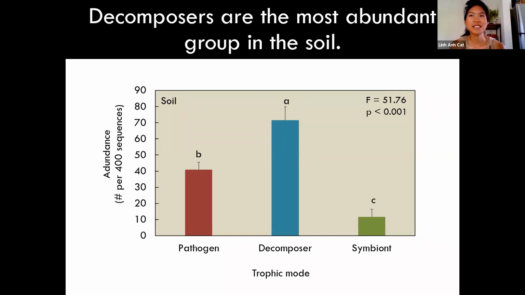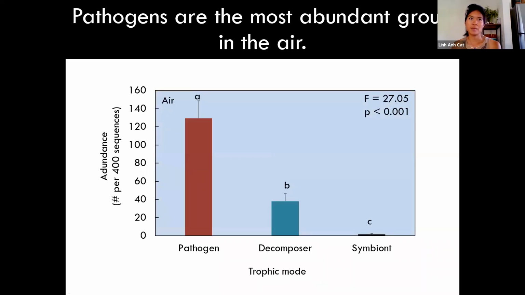Followed by pathogens, and then symbionts are the least abundant in soil. And I do want to note that if we had taken these soil samples right next to a plant or right next to a tree that is known to have a relationship with beneficial fungi, that green bar would be a lot higher. But we wanted to sample these sites randomly and get an idea of what's in random patches of soil.